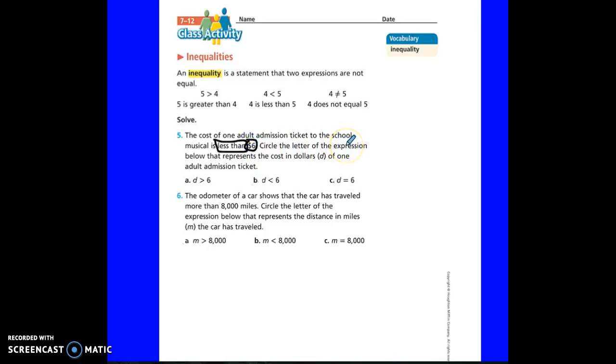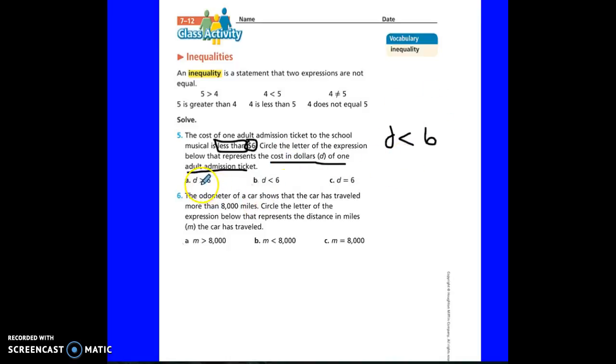Circle the letter of the expression below that represents the cost in dollars, D, of one adult admission ticket. Okay. So I know that I'm looking for the one that's less than. It's going to cost less than that amount, right? And D is the amount of the ticket. So I want to find one that shows that the dollars, the cost of my ticket, is going to be less than $6, right? My ticket is going to be less than $6. So that's what I'm looking for.